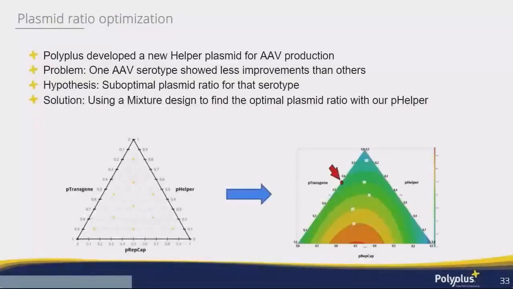During this process, we mostly used standard plasmid ratios, nothing fancy. We didn't do any optimization of the plasmid ratio itself. Our hypothesis was that with this new helper, the plasmid ratio we were using was completely suboptimal for that serotype. So we used what we call a mixture design, which is a particular type of design, because for the 3 factors that you use, the sum of the factors will always be 1. This is really adapted to a ratio, such as the plasmid ratio. Using the design, we were able to pinpoint that we were far off the best plasmid ratio to get the best titer and best full capsid for that serotype.